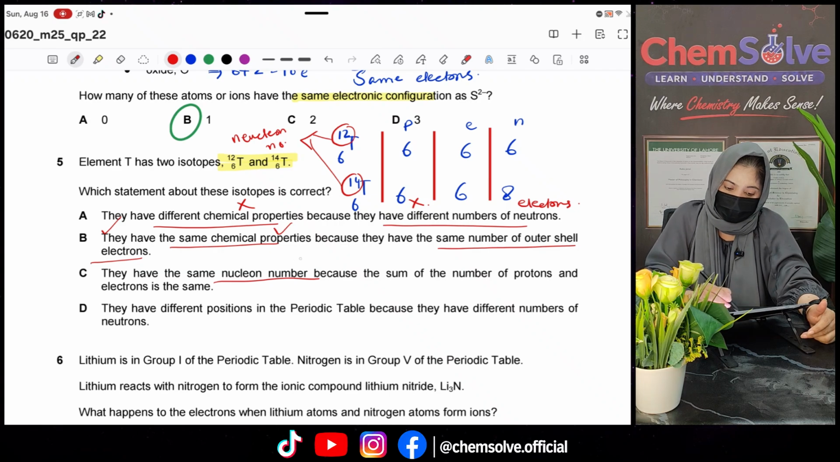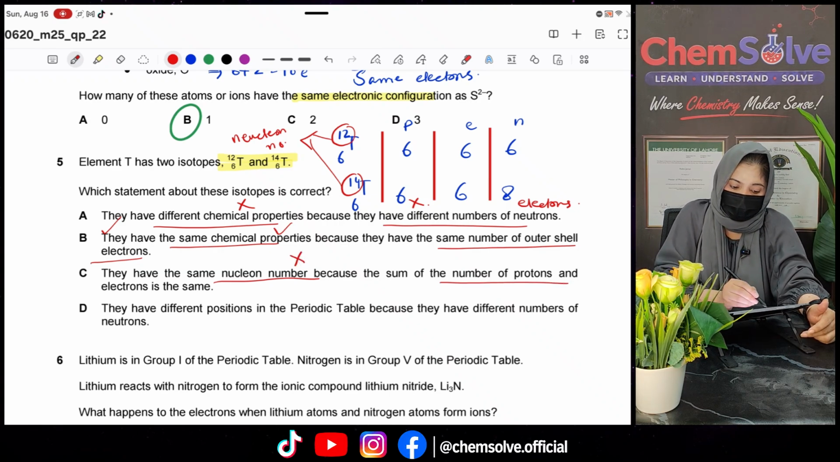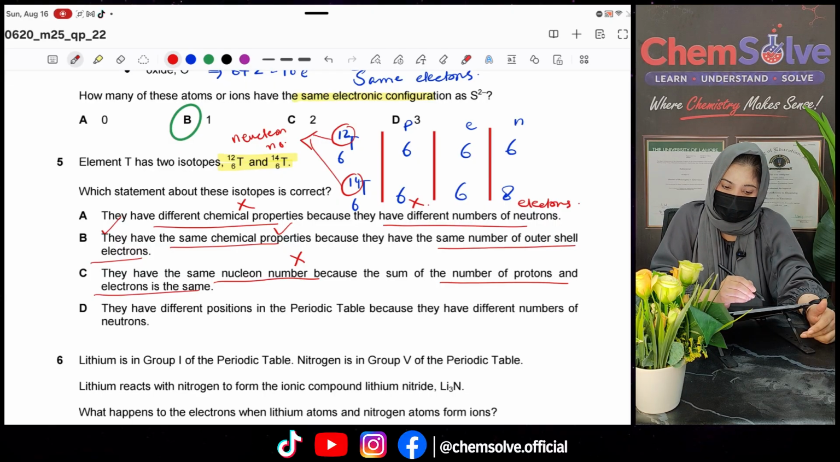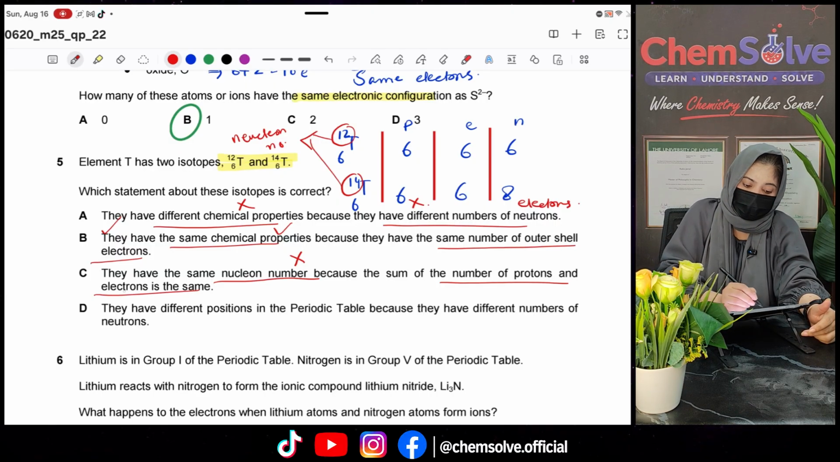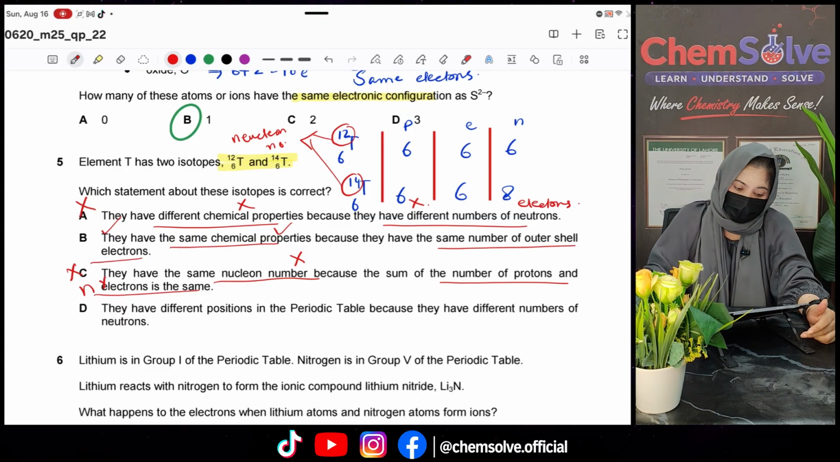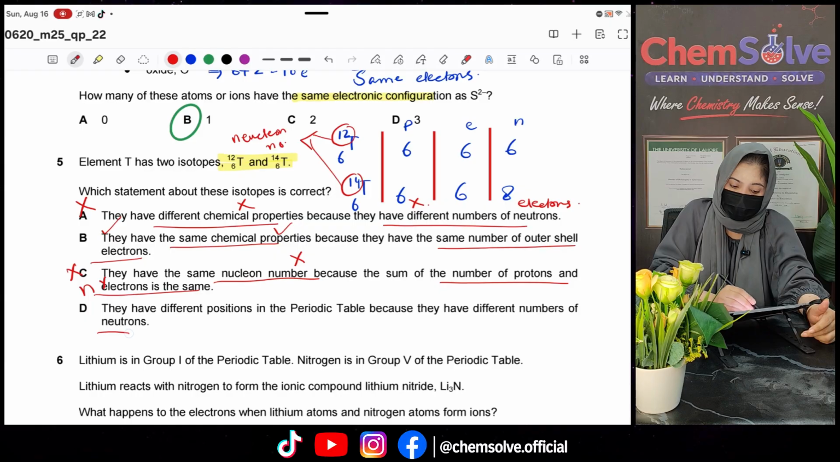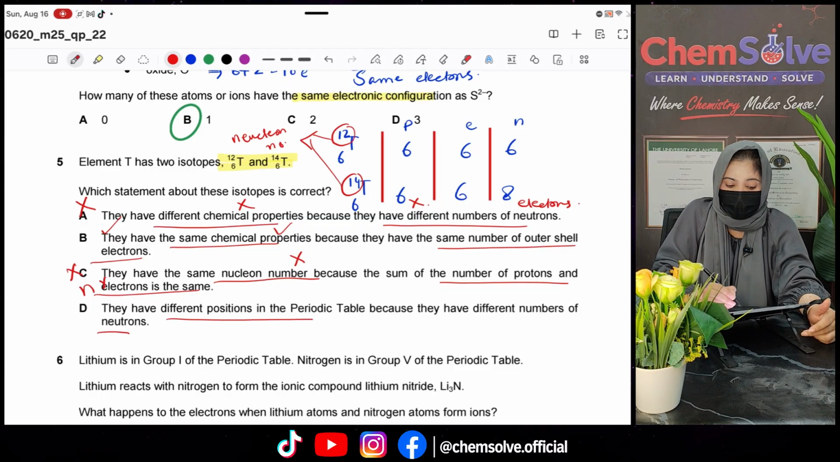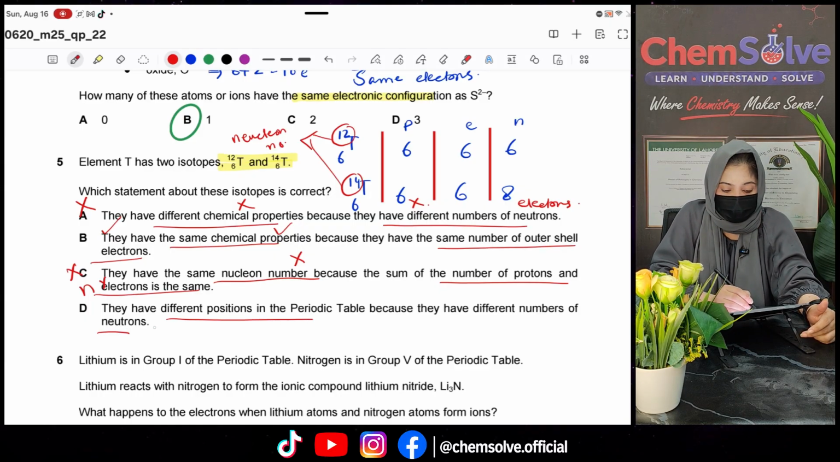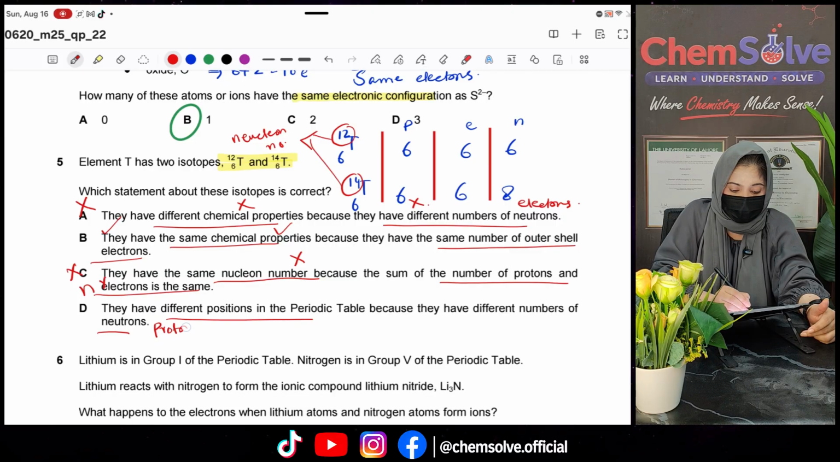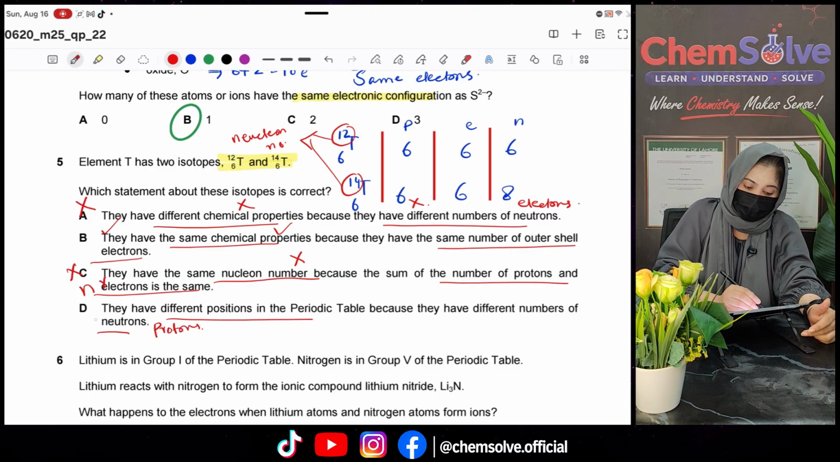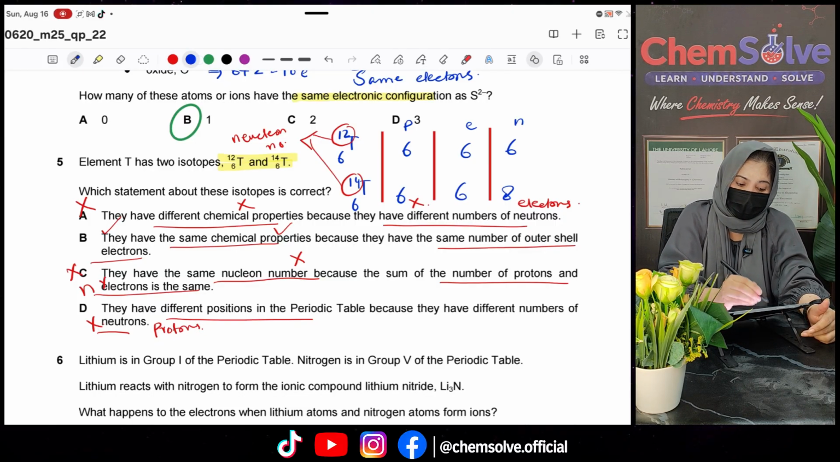It is incorrect. Because the sum of the number of proton and electron is the same. No, nucleon number is the sum of the proton number and neutron number. So this is wrong. They have a different position in the periodic table because they have a different number of neutrons. The position in the periodic table does not depend upon the number of neutrons. Instead, it depends upon the number of protons. So this is also incorrect. The correct option is B.